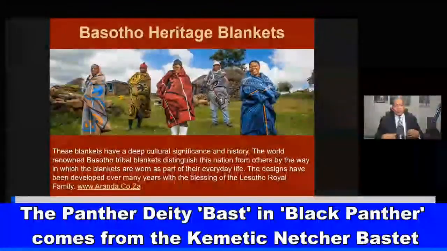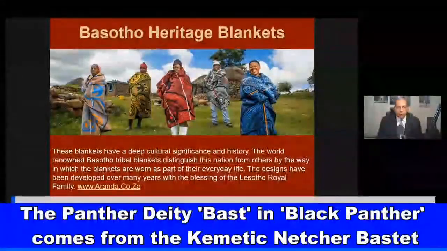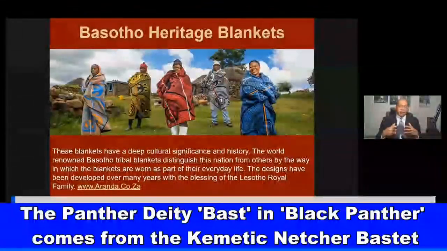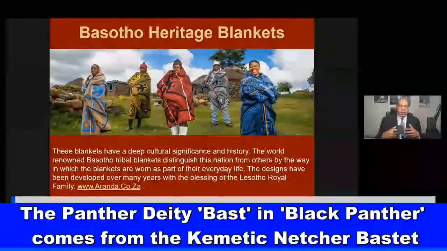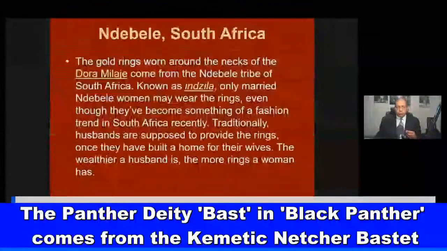The world-renowned Basotho tribal blankets distinguish this nation from others by the way in which the blankets are worn as part of their everyday life. The designs have been developed over many years with the blessing of the Lesotho royal family.